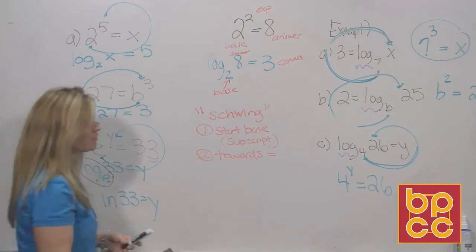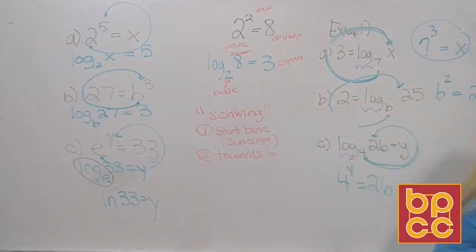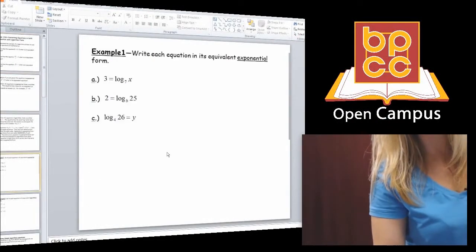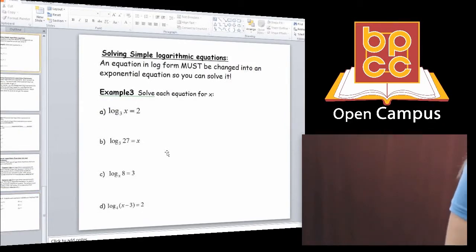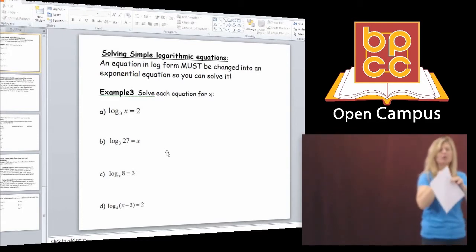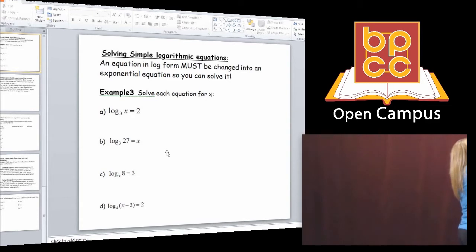Now we're going to use this fact to actually solve some logarithmic equations. Let's look at our notes. So in our notes, we've done example 1 and 2. Now we're at example 3. Example 3 says solve these equations. If you look at all 4 of these equations, they all have what in common? They all have the word log. Well, that's going to be a problem. If you don't even know what a log is, how are you going to work an equation that has that word in it? So we just learned the most important fact with logs.